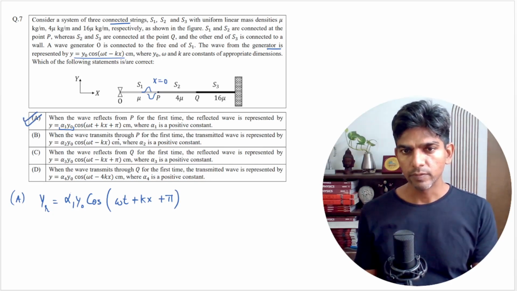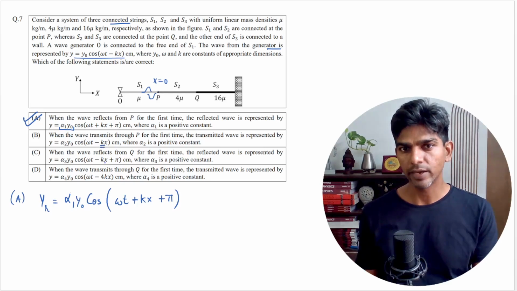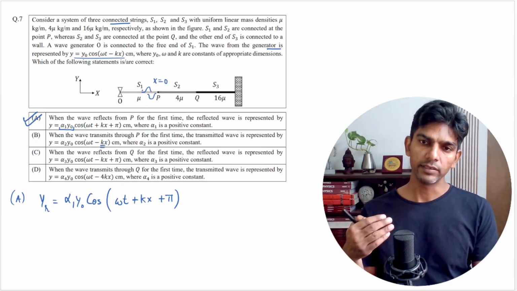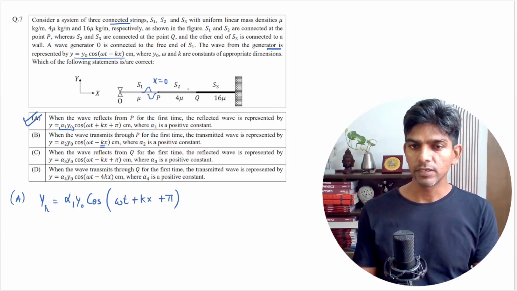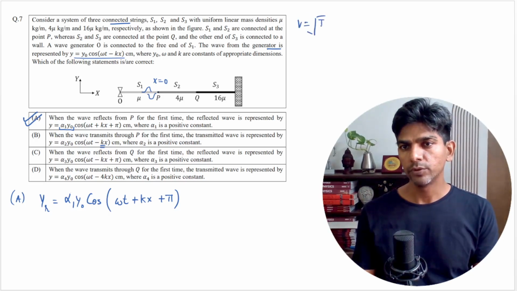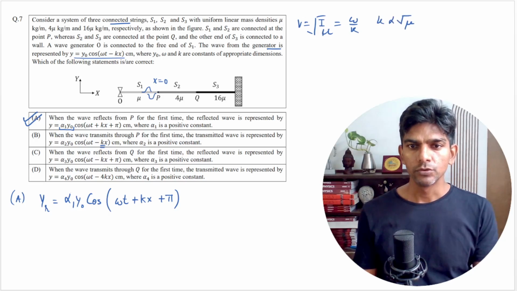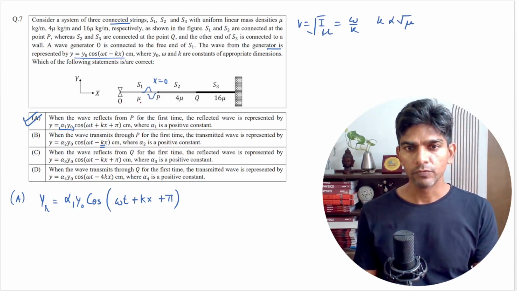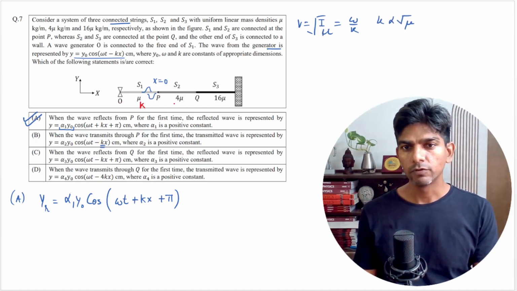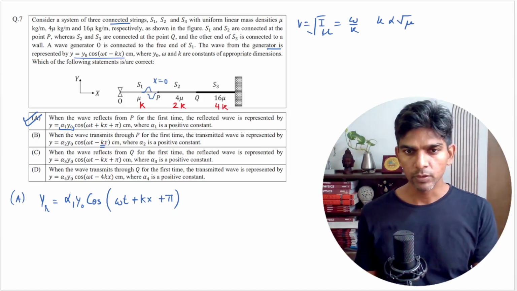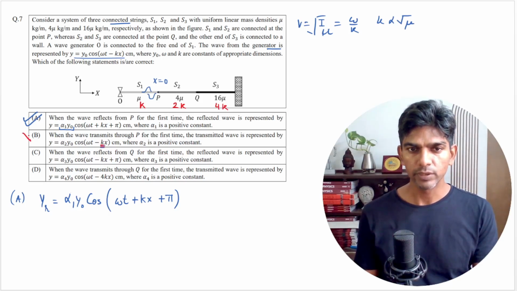Let us see B. When the wave transmits through P for the first time, the transmitted wave is represented by this. Here they have taken the angular wave number same as in S1, but we know that the speed changes and the frequency remains the same. Speed is given as root of T by mu, and we can also write speed as omega by k. So k is directly proportional to square root of mu. If we have angular wave number k in S1, then it will be 2k in S2 and 4k in S3. We have to keep that in mind. Here they have taken k only, so B is incorrect.